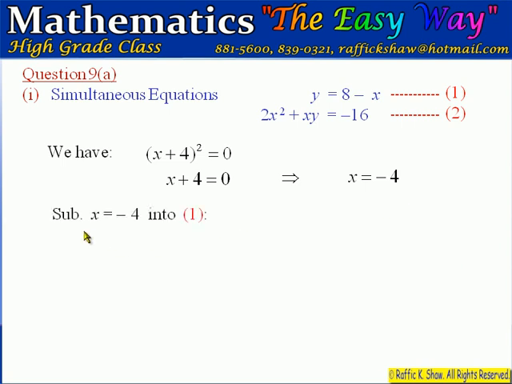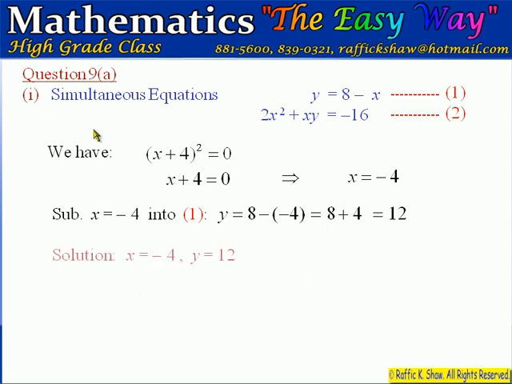So let's go ahead and show that, and this is it. We are substituting x equals negative 4 into equation 1, that's here, and that is done simply by replacing x here with negative 4. So let's show that. So y is equal to 8 from here minus, and then the x value that we are substituting is negative 4. So this really is 8 minus a negative 4. That is the same as 8 plus 4, and 8 plus 4 is 12.